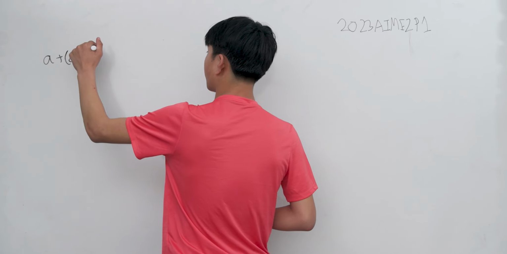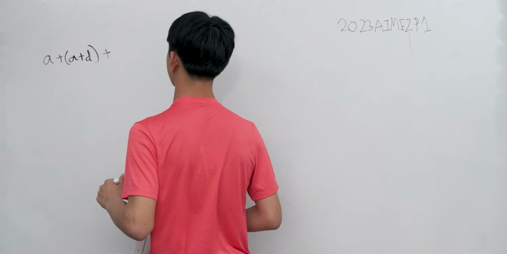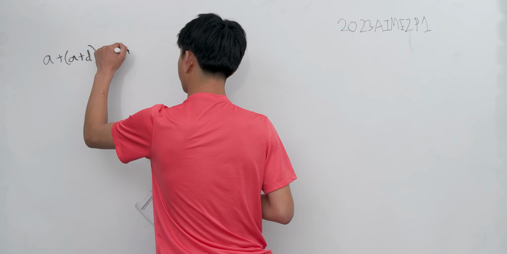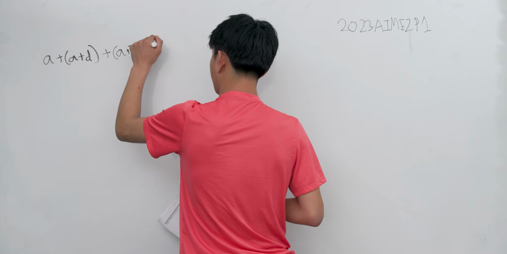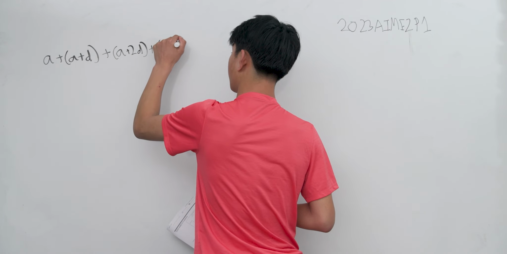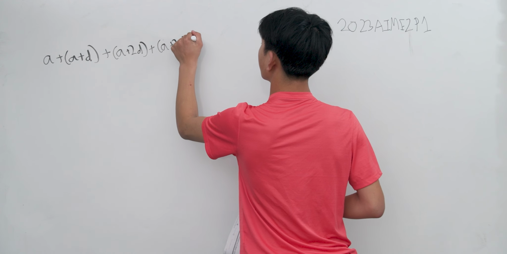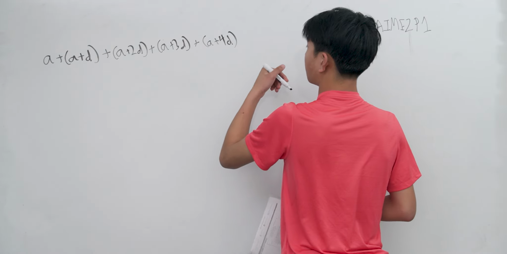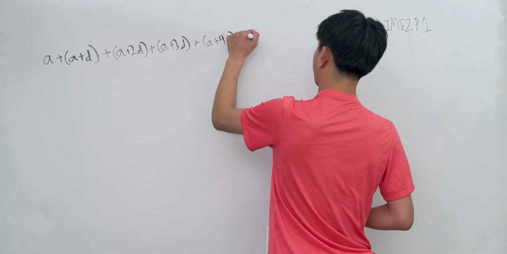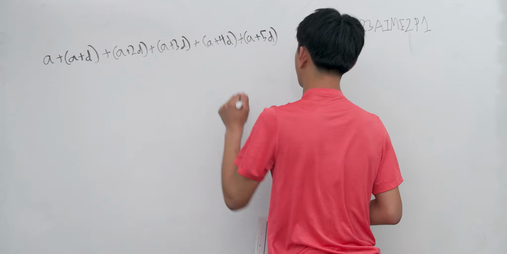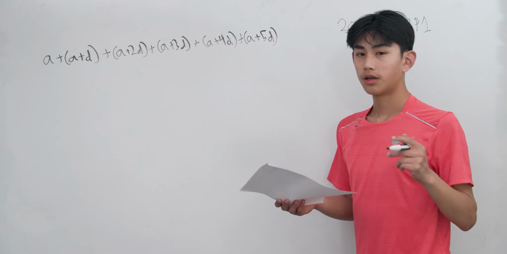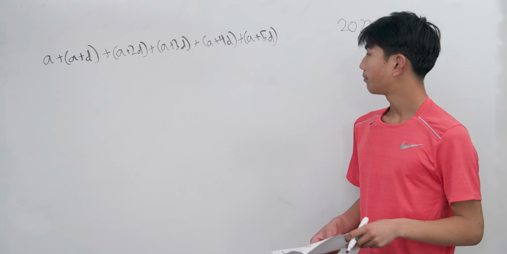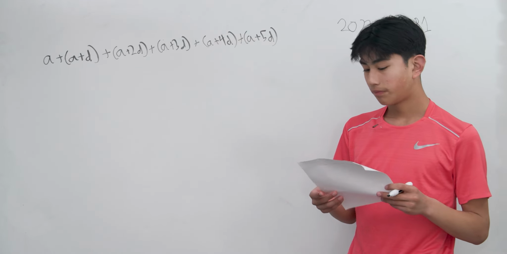So then our third smallest apple tree will be a plus 2d, and then a plus 3d, a plus 4d, and then a plus 5d. A plus 5d is the largest number of apples on a tree. So we want to solve for a plus 5d.